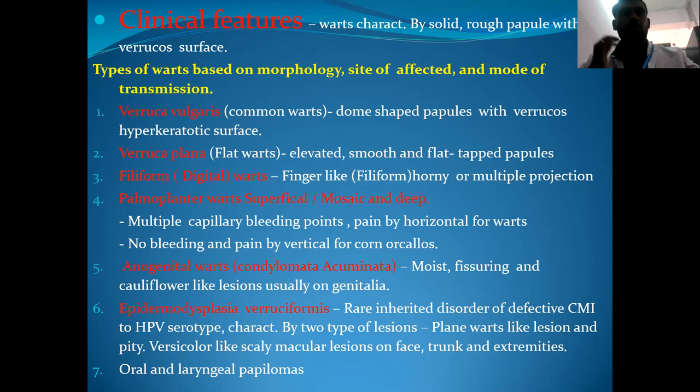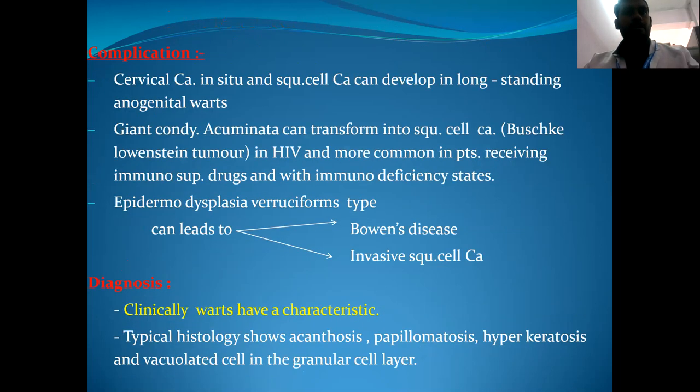One more type is epidermodysplasia verruciformis, or EDV. It's a rare inherited disorder of defective cell-mediated immunity to HPV serotypes. It is characterized by two types of lesions: plane wart-like lesions and pityriasis versicolor-like scaly lesions on the face, trunk, and extremities. There can also be oral and laryngeal papillomas secondary to HPV.